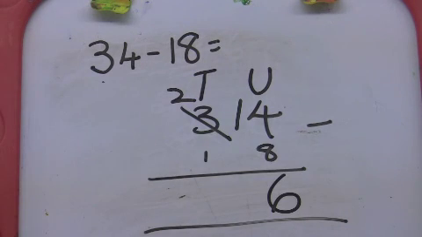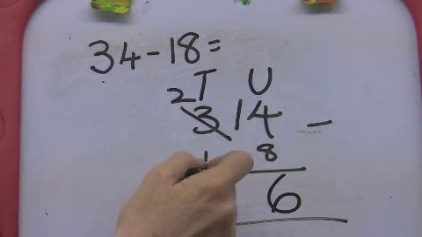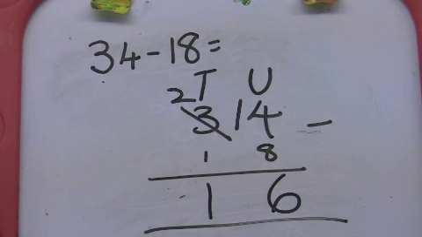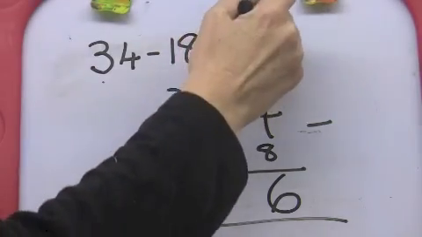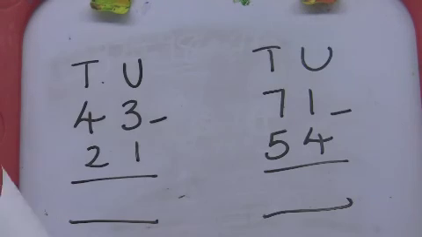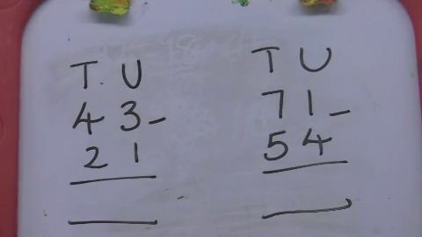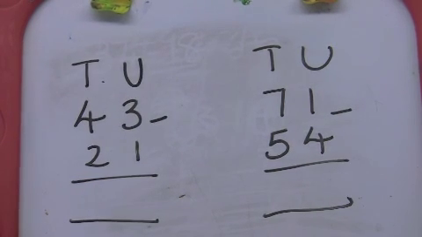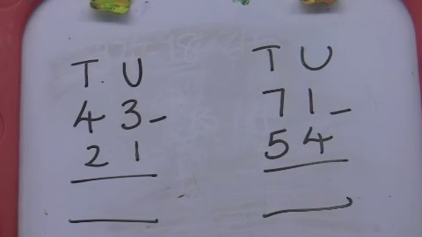Over to the tens. 2 take away 1 is 1. 34 take away 18 is 16. I hope you got it right. Try these two. Pause the video, do both sums, and then start the video again to see if you got them right.